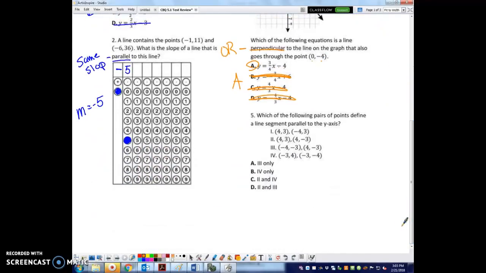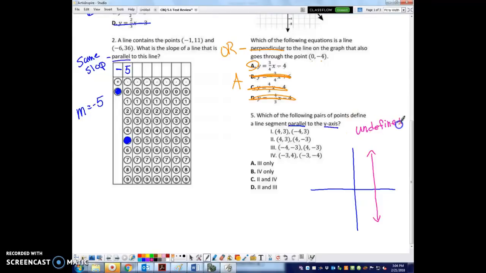Okay, number 5. I'm really excited about number 5. Which of the following pairs of points defines a line segment parallel to the y-axis? So let's draw that. Parallel to the y-axis will look like this, correct? Parallel to the y-axis. What do we know about this? We know the slope is undefined.